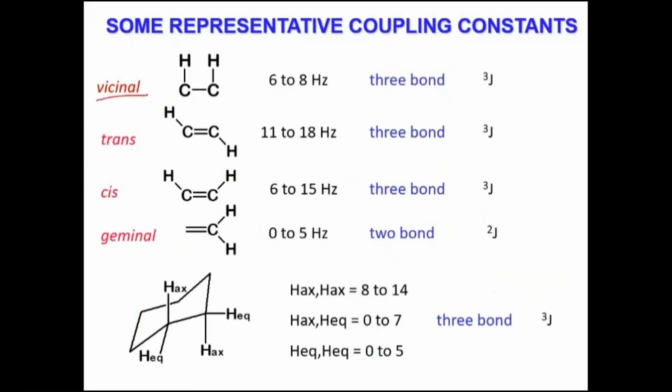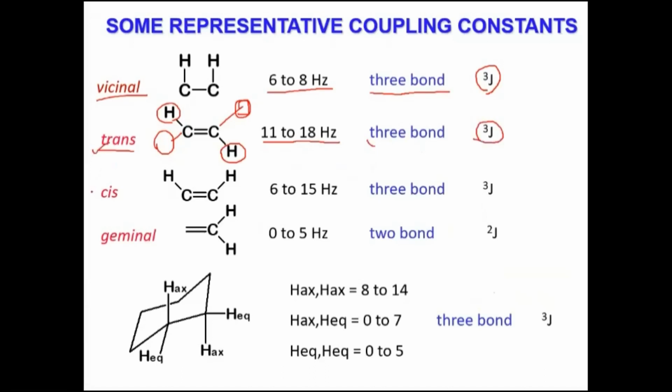Vicinal, we have already seen. The value of J in that case is between 6 to 8 hertz, and two hydrogens are separated by 3 bonds, so it is a type of J3 coupling. The other is trans coupling, where you have a bulky group attached here, a bulky group attached here, and those bulky groups are trans to each other. I hope you know what is cis and trans. So these two hydrogens may couple with each other, and the coupling causes splitting of the signal by 11 hertz to 18 hertz. Again, there are 3 bonds involved, so it is J3 coupling.